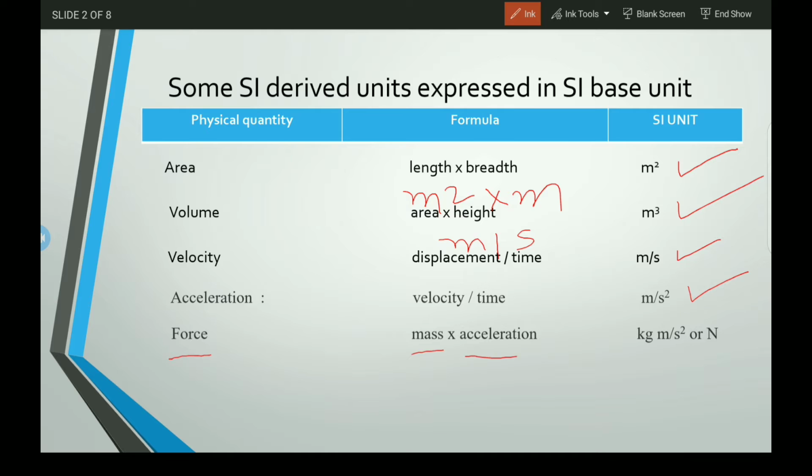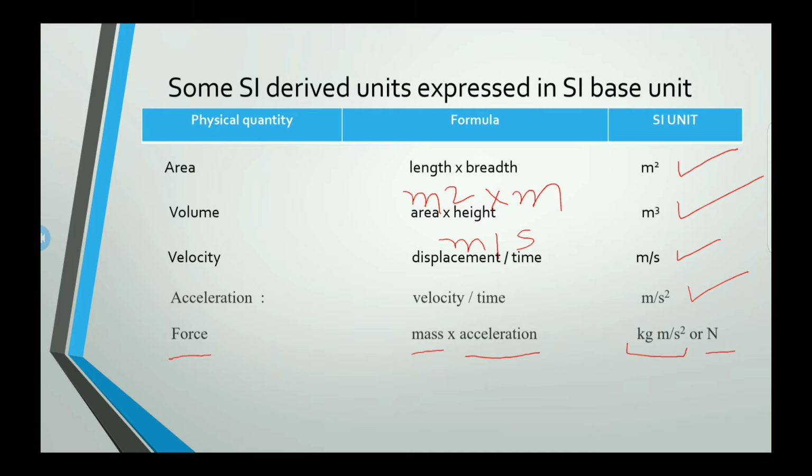Next quantity is force. The formula is mass into acceleration. The unit for mass is kilogram and the unit for acceleration is meter per second square. So the unit of force becomes kg meter per second square. The other unit for force is Newton. So kg meter per second square is equal to Newton.